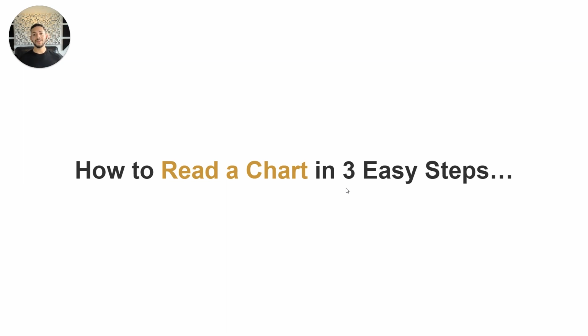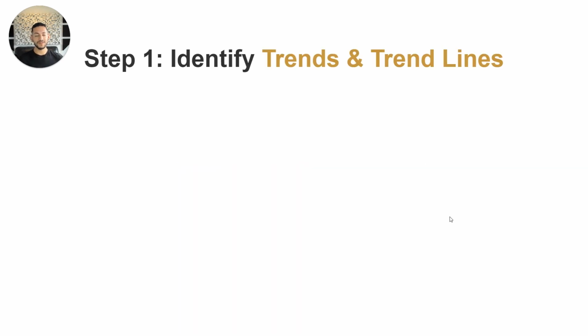By the end of this training, you're going to be able to look at a chart and understand what is happening and what price can do next. And that is essentially all we're trying to do with trading. If we're able to anticipate what price can do next, we're able to make money. And so let's start with step number 1. Step number 1 is going to be to identify the trends and use trend lines.